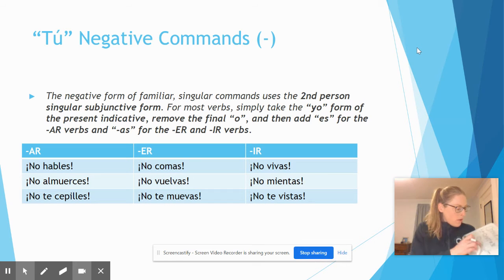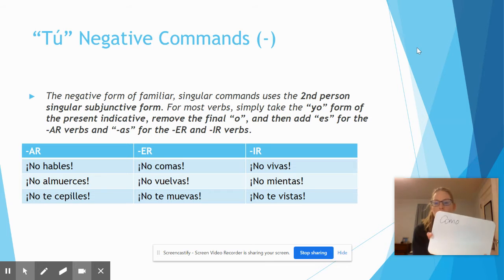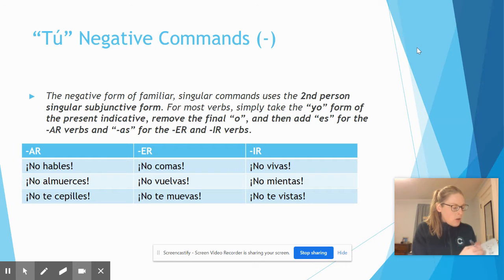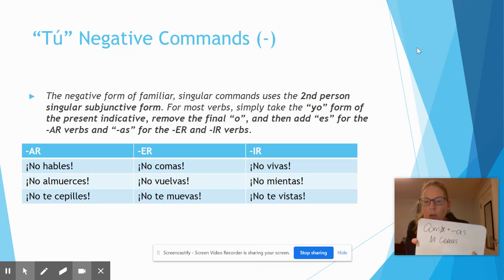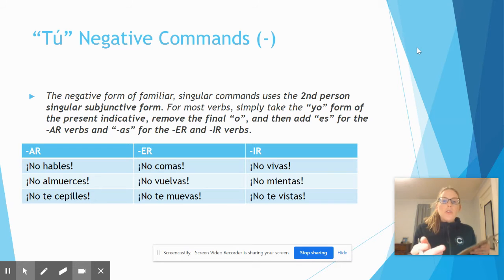For the negative, you're pretty much using the subjunctive form, meaning you start in the yo form, como. Drop the O, add the opposite tú ending, as. No comas. Don't eat. As you can see there, if it is a reflexive verb, you put the pronoun before.